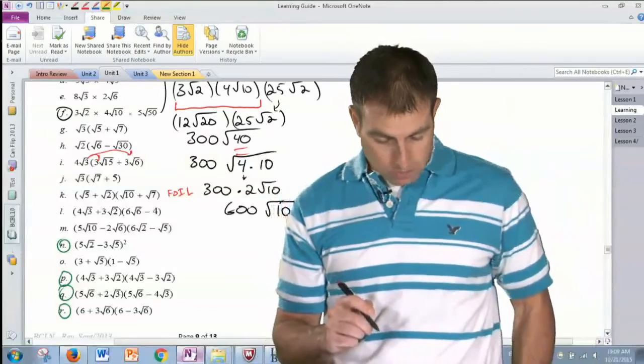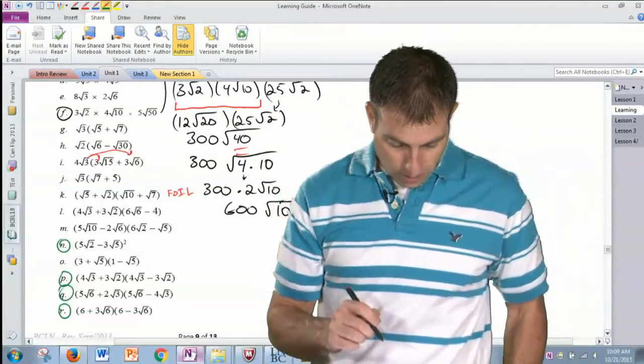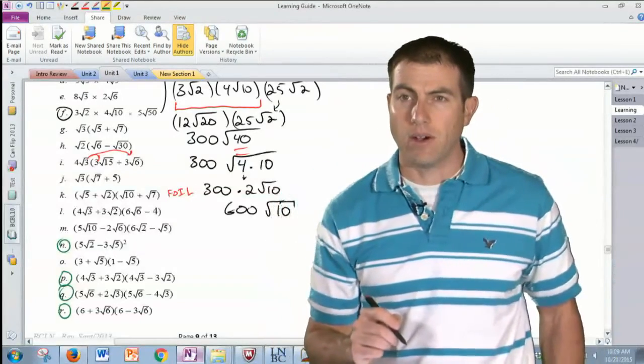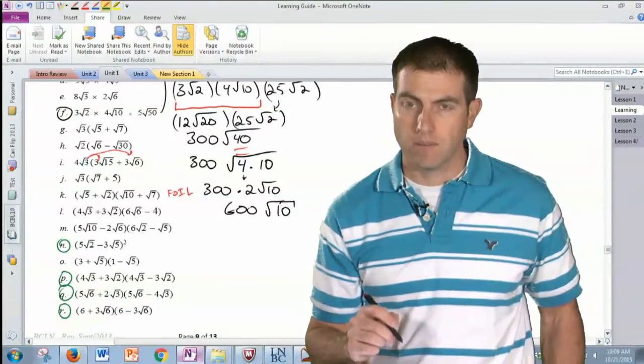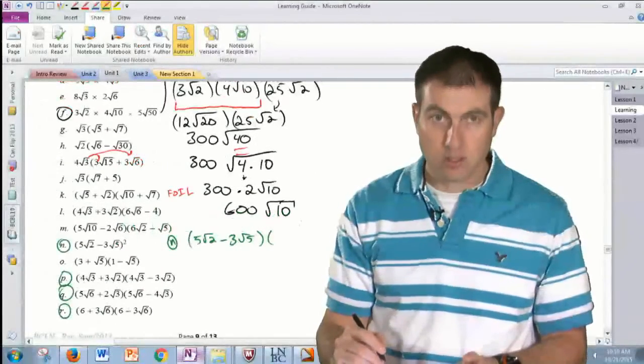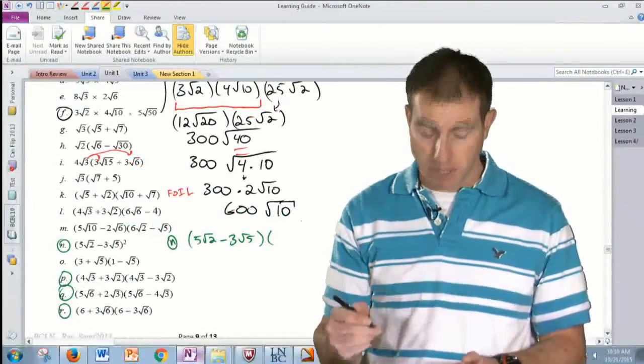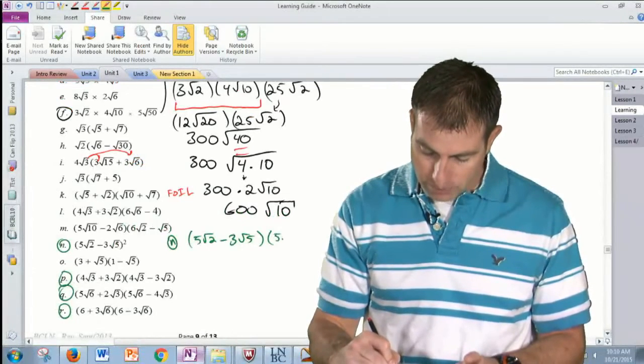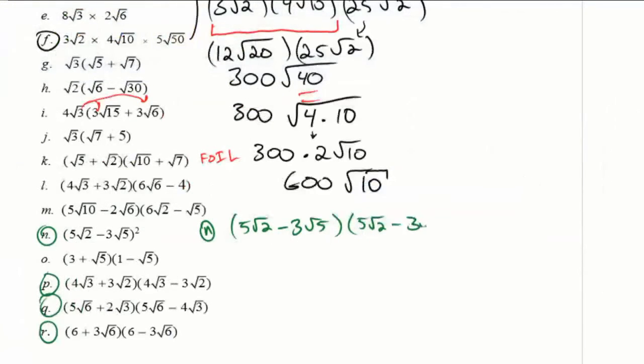The first ones: P, Q, N, and R. Okay, let's start with N. This is the letter N here. I have 5 root 2 minus 3 root 5, and because it's squared, I'm going to write it out twice, because anything squared is just the number multiplied by itself. So I'm going to have this 5 root 2 again, minus 3 root 5.